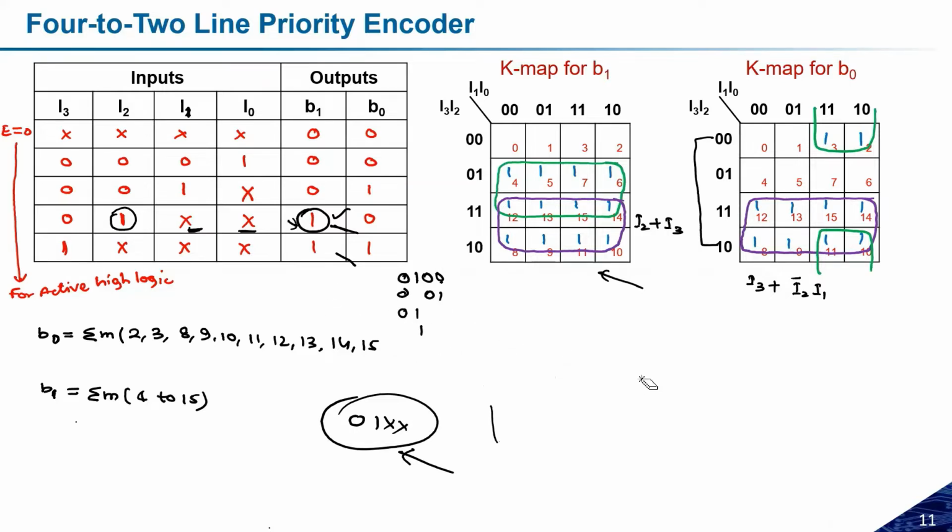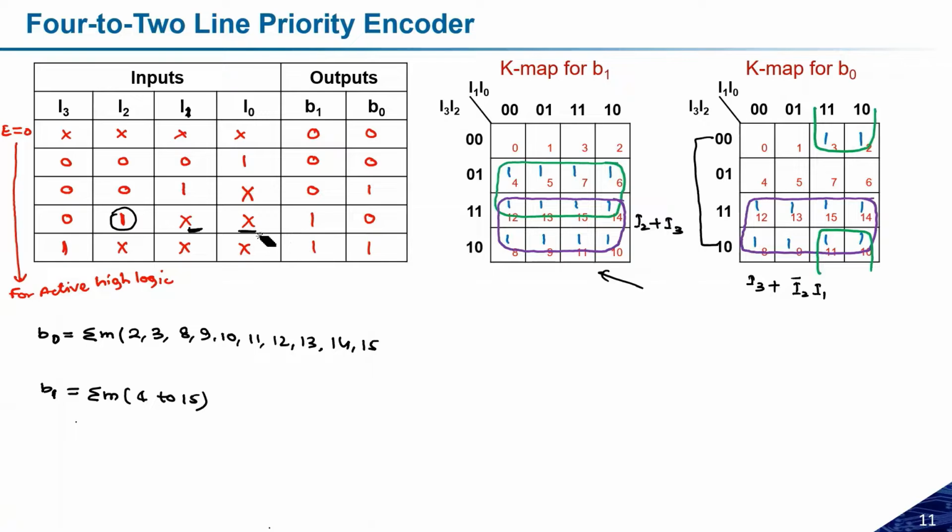So let us try to design the logic circuit for this. How many logic gates will be required? Can anyone tell me to implement this priority encoder? How many logic gates are required? 4. What are those logic gates? So a NOT gate, an AND gate, and 2 OR gates: 2 OR gates, 1 AND gate, and 1 NOT gate. Absolutely correct. Let us see what those are.